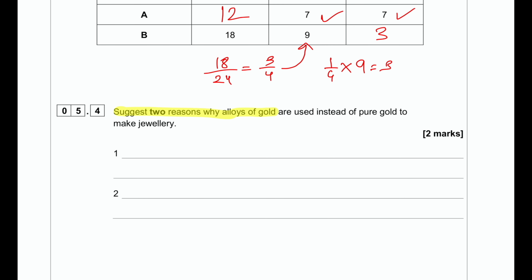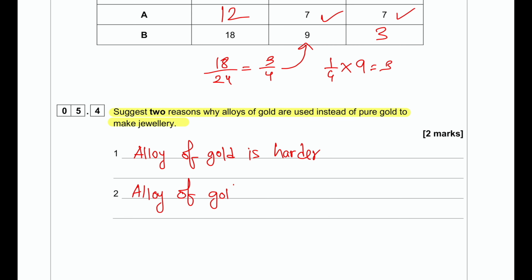Suggest two reasons why alloys of gold are used instead of pure gold to make jewelry. Alloys of gold are used because it is much cheaper, all right? And it is a little bit harder. And some people prefer to use alloys of gold because it looks better than pure gold.